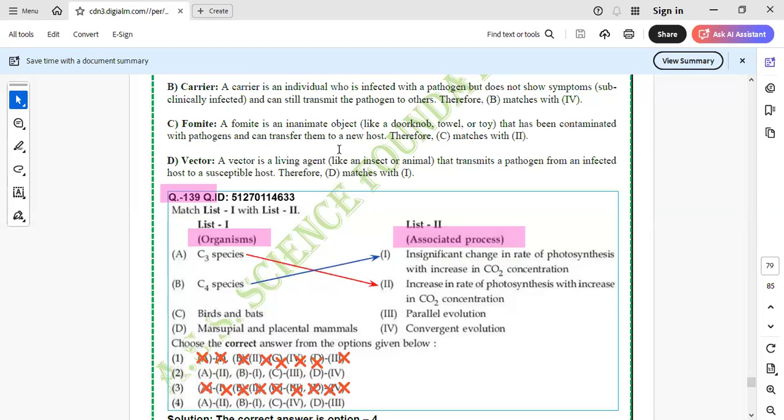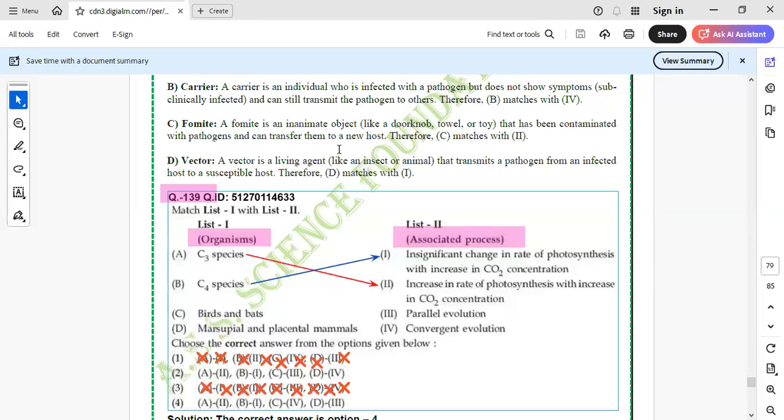So insignificant change in the rate of photosynthesis with increase in CO2 concentration. I have taught you multiple times that C3 will show an increase and there will be an insignificant increase in C4. So B goes to 1 and A goes to 2. A goes to 2 and B goes to 1. Here it is a tie. Then you have to turn up the pages to see where to whom. So A goes to 2, B goes to 1.